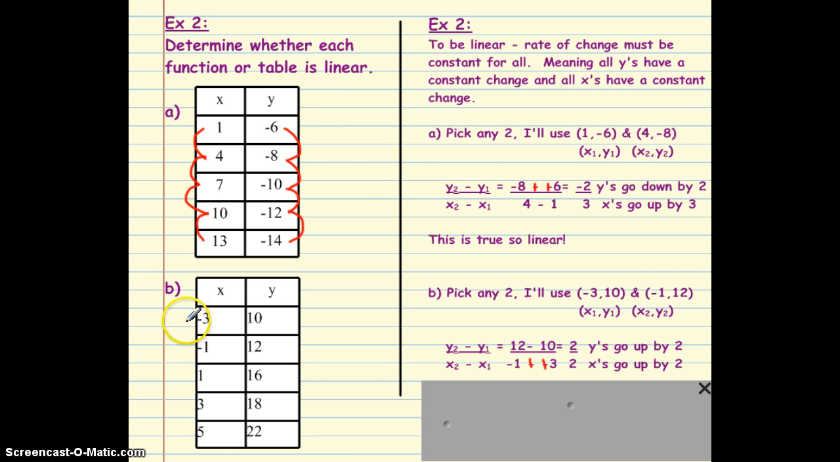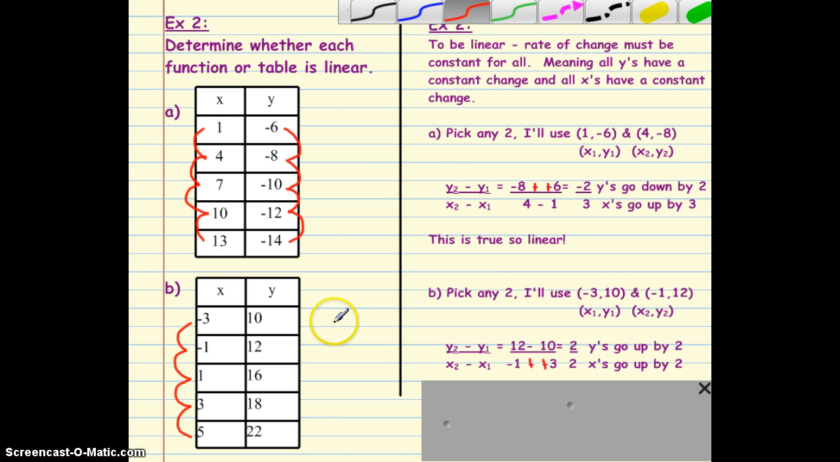Alright, checking our x's, negative 3 plus 2 is negative 1. Negative 1 plus 2 is 1. 1 plus 2 is 3. 3 plus 2 is 5. Works out great. Okay, when we go to the y's, 10 plus 2 is 12.